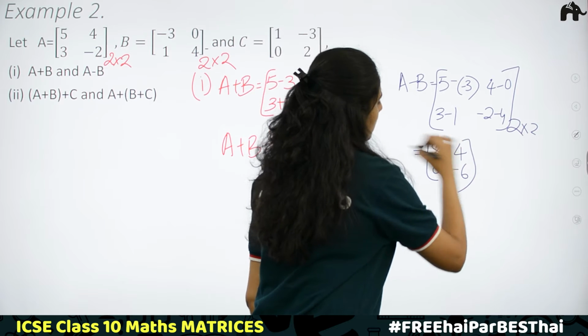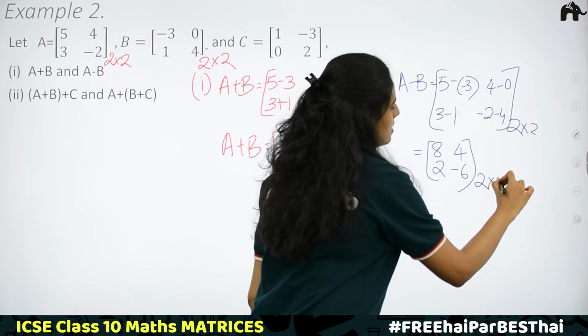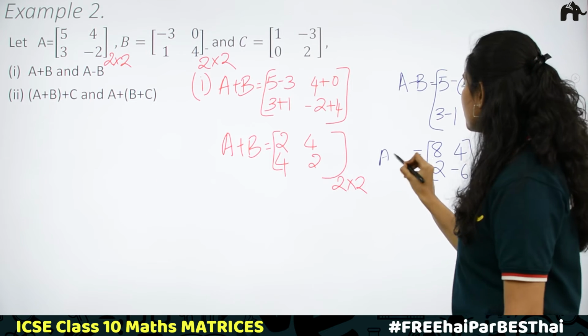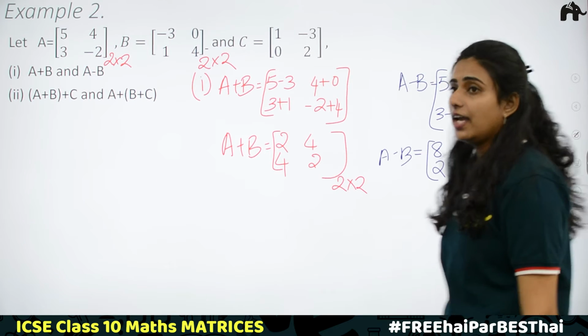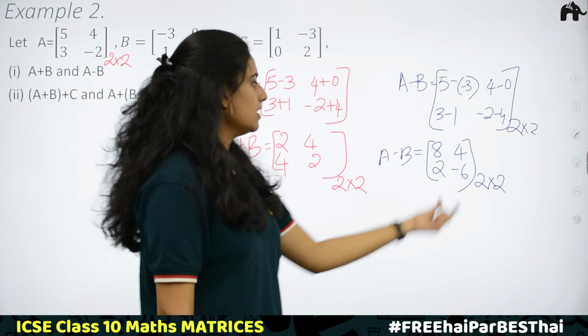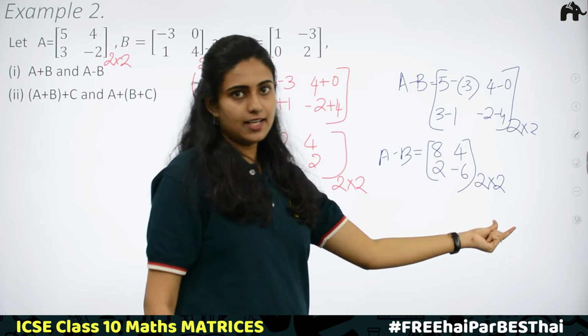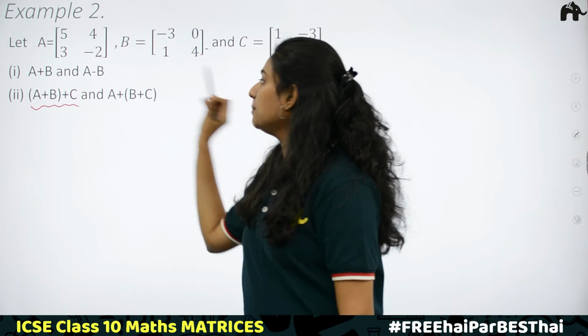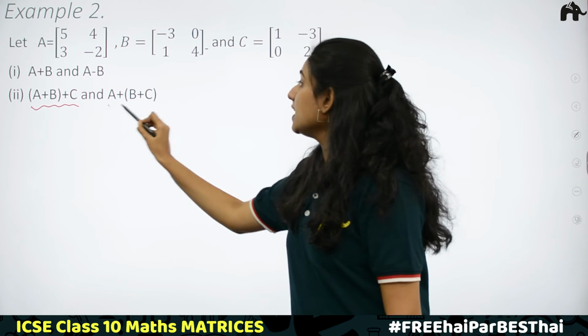We get the required elements of matrix A minus B. A minus B is equal to 8, 4, 2, minus 6. This is again a 2 by 2 matrix. Clear? Next, the second one, here we have to find (A plus B) plus C and A plus (B plus C).